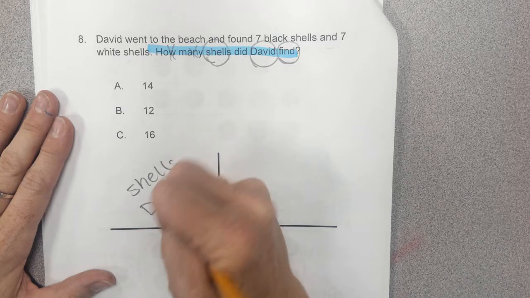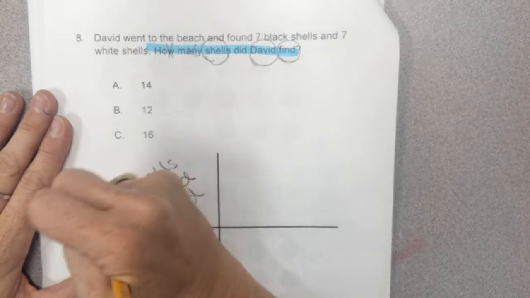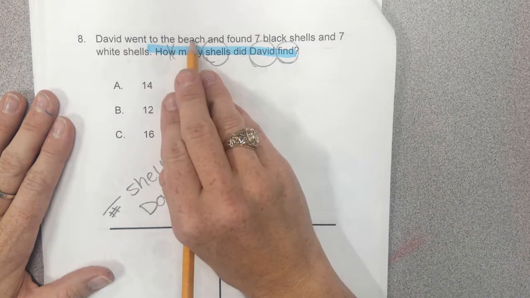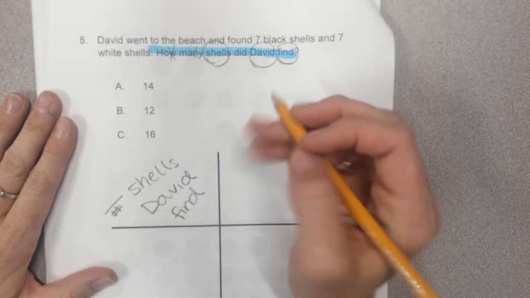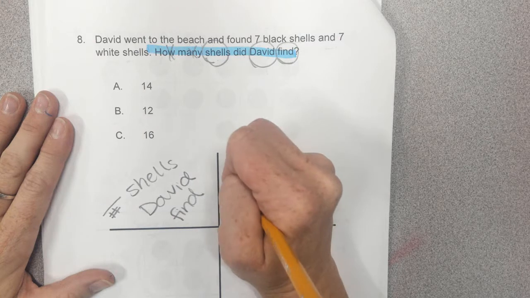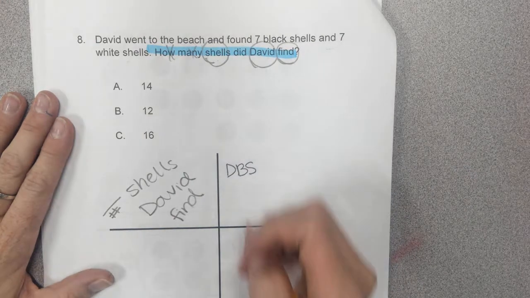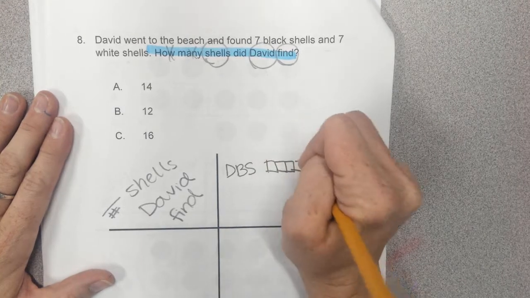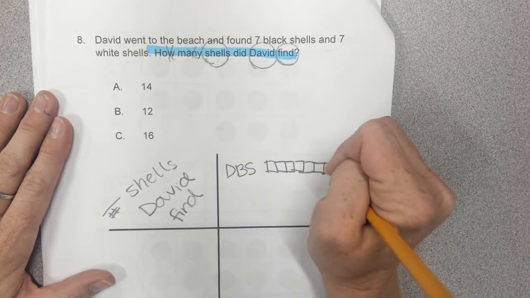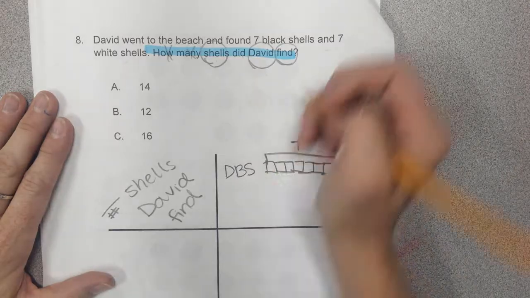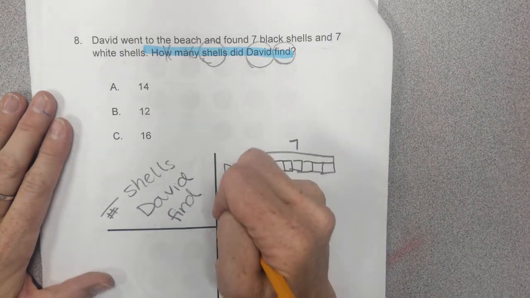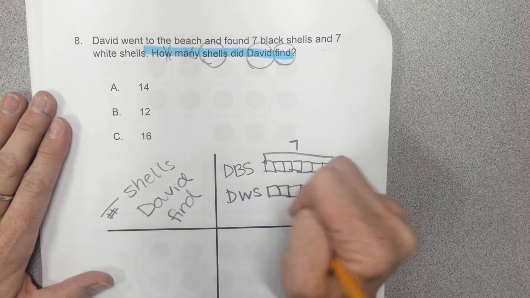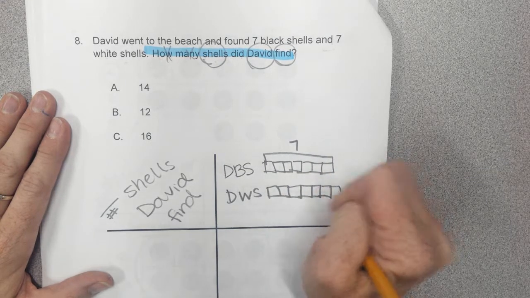David find. Line and number. David went to the beach and found 7 black shells. David's black shells. He did 7: 1, 2, 3, 4, 5, 6, 7. And 7 white shells. David's white shells: 1, 2, 3, 4, 5, 6, 7.